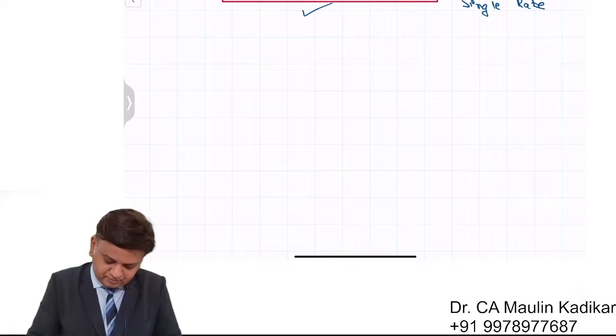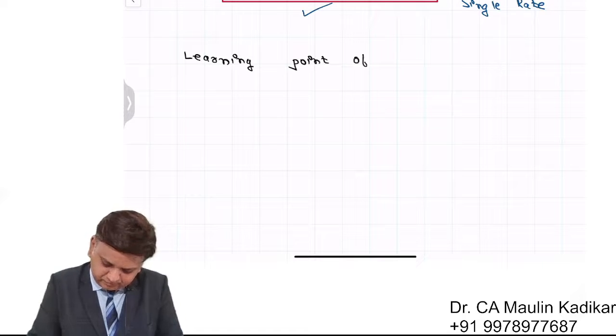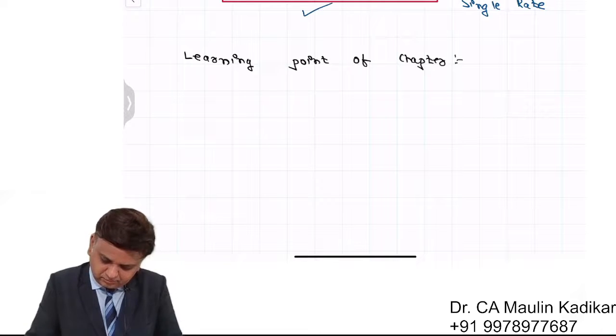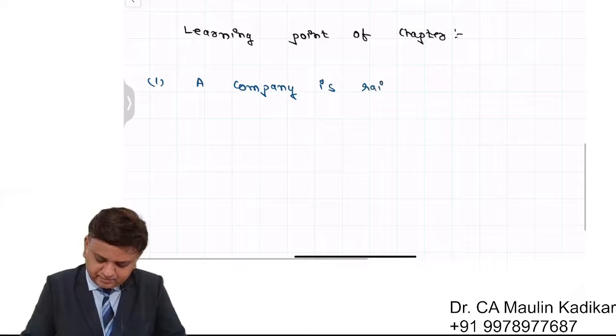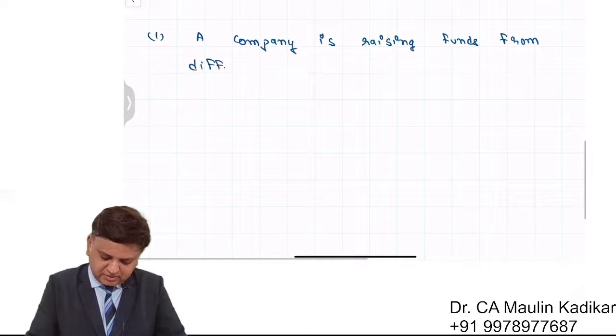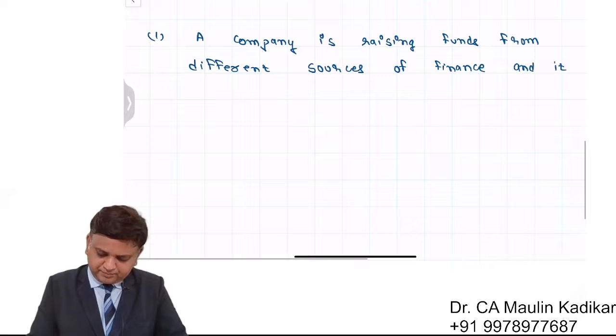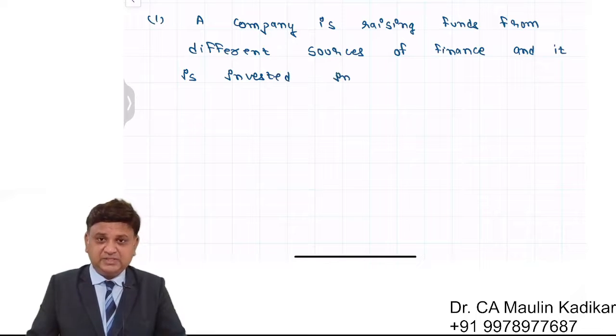Head on heading: learning points of chapter. Write down, first point: a company is raising funds from different sources of finance, and it is invested in the business.